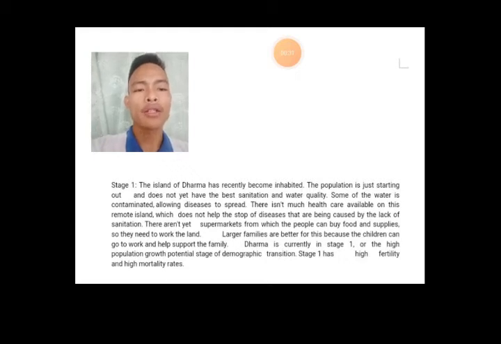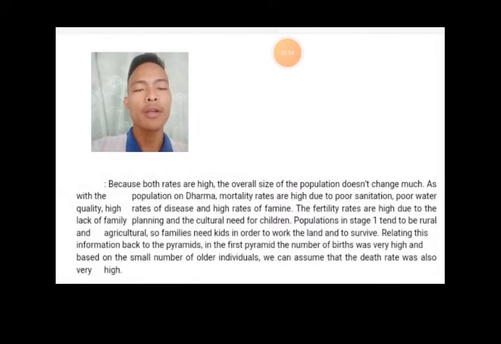There aren't yet supermarkets from which the people can buy food and supplies, so they need to work the land. Larger families are better for this because the children can go to work and help support the family. Dharma is currently in stage 1, or the high population growth potential stage of demographic transition. Stage 1 has high fertility and high mortality rates. Because both rates are high, the overall size of the population doesn't change much.